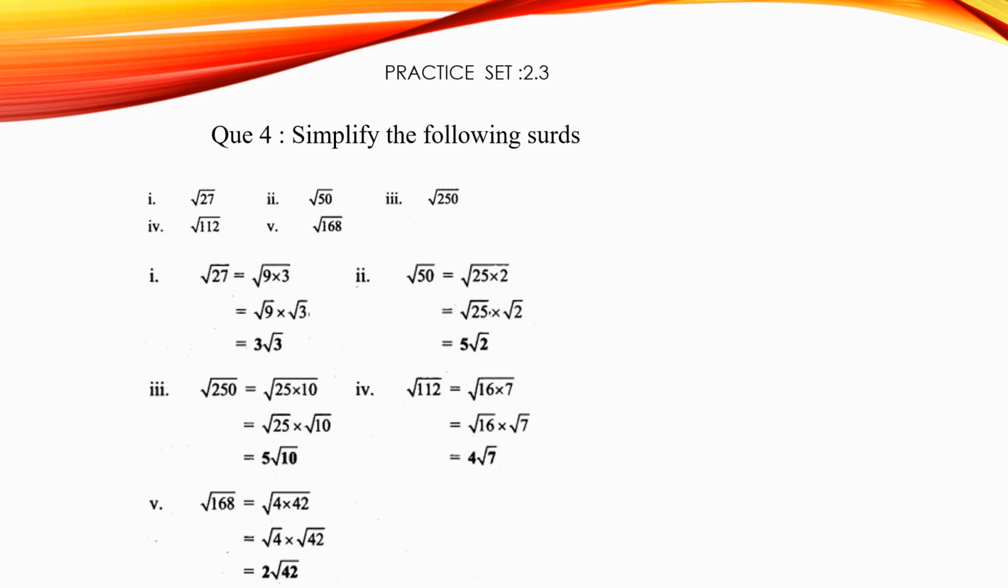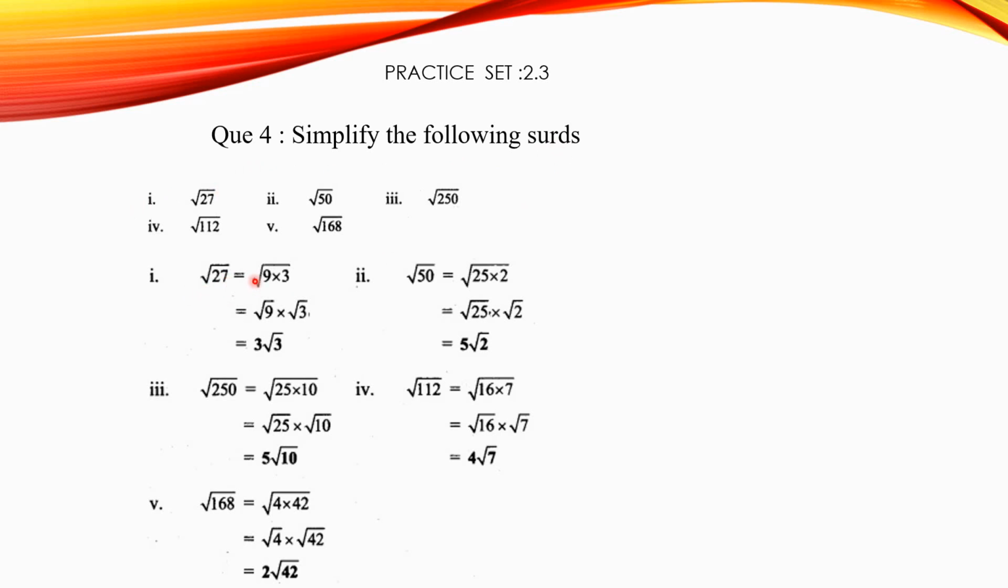In this module, we will be doing practice set 2.3, question number 4 onwards. Question number 4 is: simplify the following surds. The first question is root of 27.